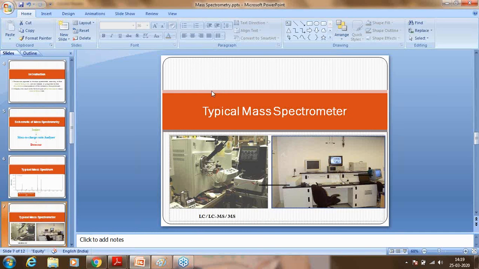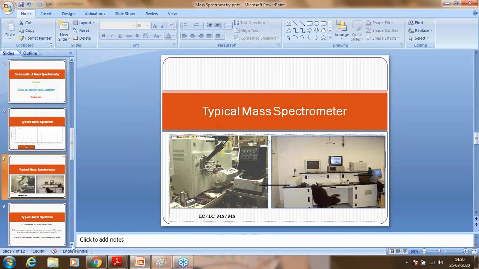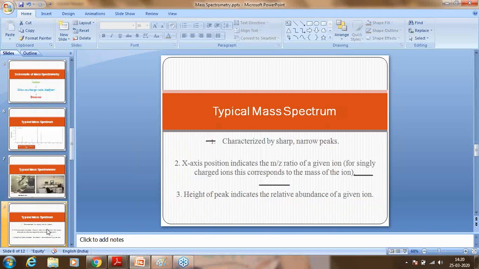See, this is a typical mass spectrometer in the laboratory. This is a combination of a liquid chromatograph and a mass spectrometer, a liquid chromatography mass spectrometer. See, a mass spectrometer can also be coupled with a liquid chromatograph. This is the industrial or laboratory mass spectrometer. Typical. This is the next typical mass spectrum.